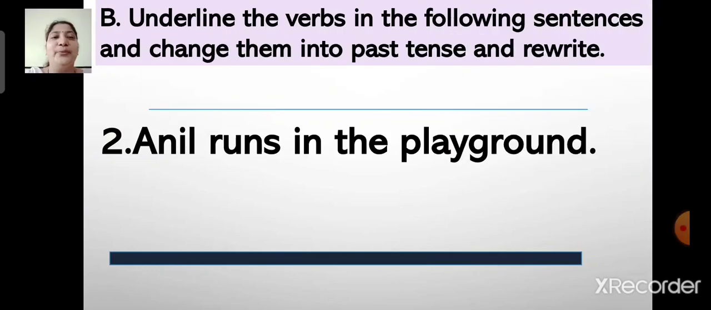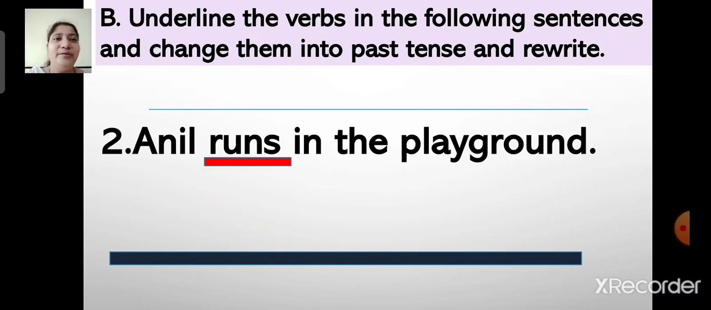Next, number 2. Anil runs in the playground. I repeat, Anil runs in the playground. Now children, what is the verb in this sentence? Yes, you are correct. The verb in this sentence is runs. So children, let us underline the verb runs.